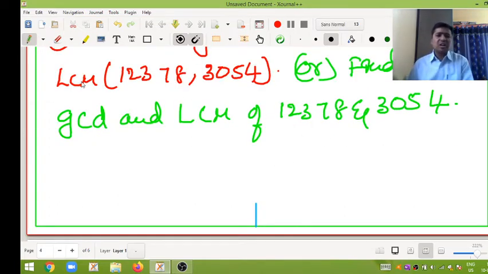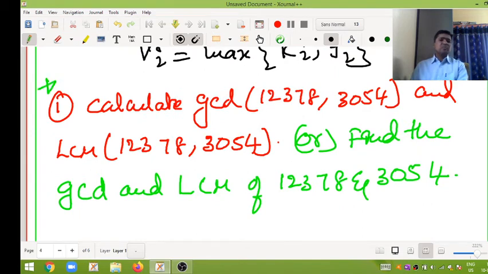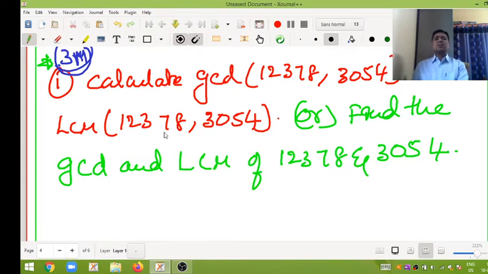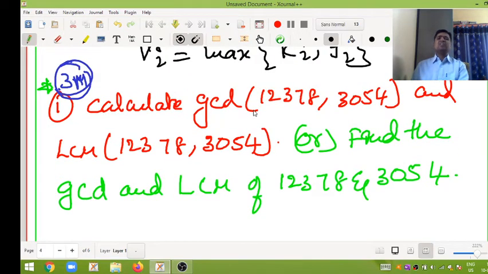Okay, my dear friends, like this way they will give this integer with a little bit of change. So this is very, very important, my dear friends. This question is very important for 3 marks, my dear friends. Okay, calculate GCD and LCM of these two numbers. Before going to calculate, first we have to find the prime factorization of these given integers.